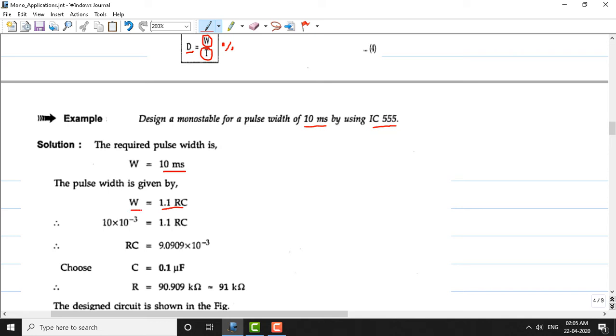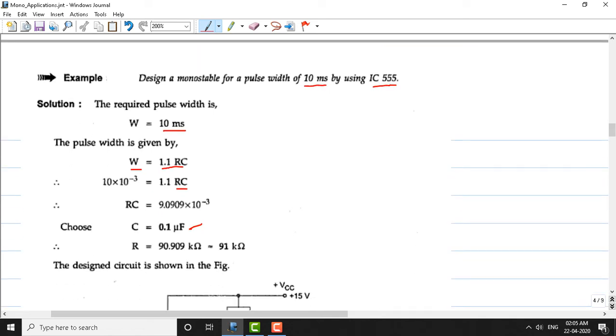The width of the pulse is given as 10 milliseconds, so 10 × 10^-3 = 1.1 RC. There are two variables here, resistance and capacitance. One value can be assumed. Generally, we assume the capacitor value, since capacitor values like 0.1 microfarad, 0.01 microfarad or 1 microfarad are common, and the resistance value can be estimated. If I assume the capacitor value as 0.1 microfarad, the resistance can be calculated from this expression. R is found to be 90.909 kilo ohm, which can be approximated to 91 kilo ohm.